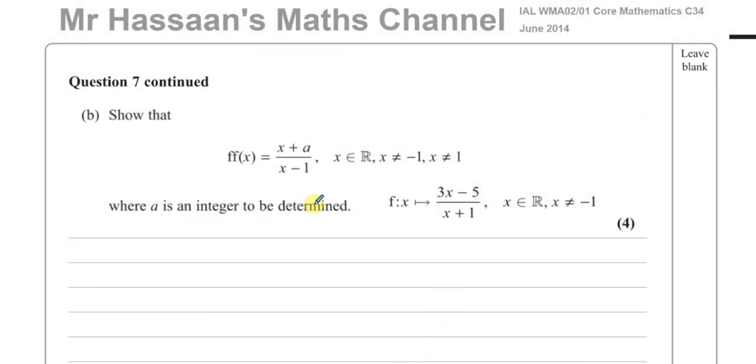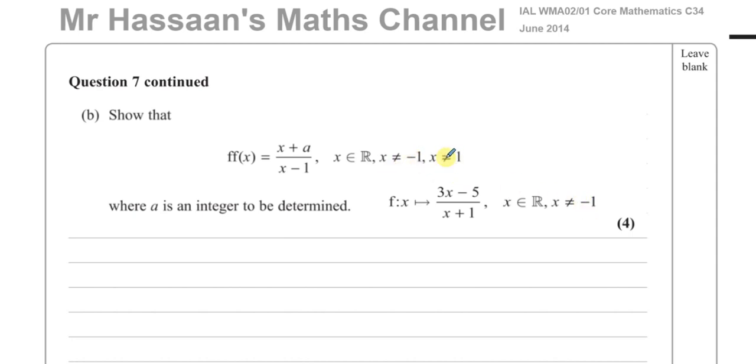Now for part B, it says show that the composite function f of x is equal to x plus a over x minus 1, where x is an element of the real numbers and x cannot be minus 1 nor can it be 1. Okay, so this is the original function here, f of x. And the reason why you can't have minus 1 in the composite function is because it cannot be in the original function. So that has to be there.